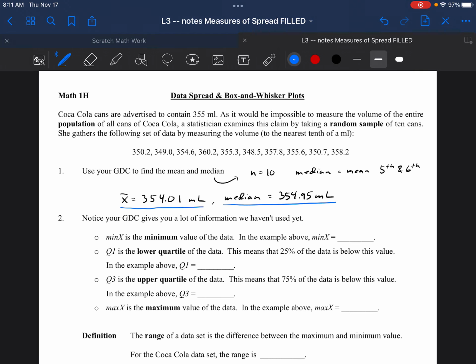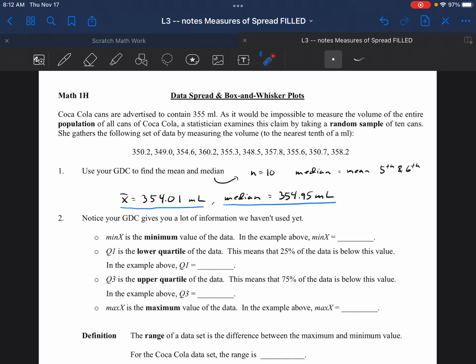And like I said, today we're going to talk about spread. So there are a lot of other statistics that the calculator gives you when you run through that one variable statistics procedure. So you see a display called min-x. That's the smallest value in the data set. All right. Q1, this is called the lower quartile. Q3 is the upper quartile. Max is the max, and then this median, this is actually the same thing as Q2. Okay, and we'll get to what the quartiles actually do with the data in a second.